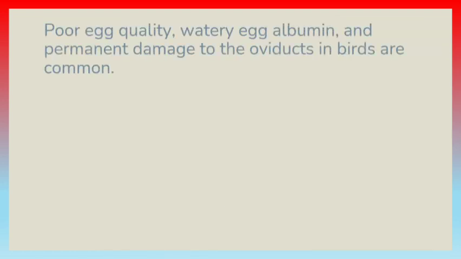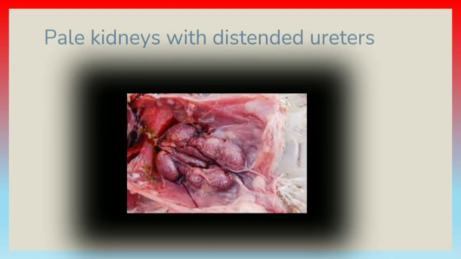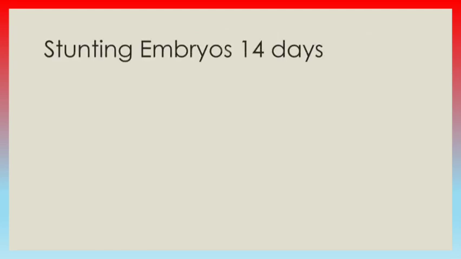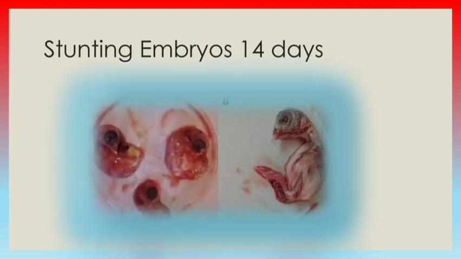Poor quality eggs, watery egg albumin, and permanent damage to the oviducts in birds are common. Pale kidneys with distended ureters have been observed in infectious bronchitis. It is also seen that embryos do not grow, and stunted embryos are seen at 14 days of growth.